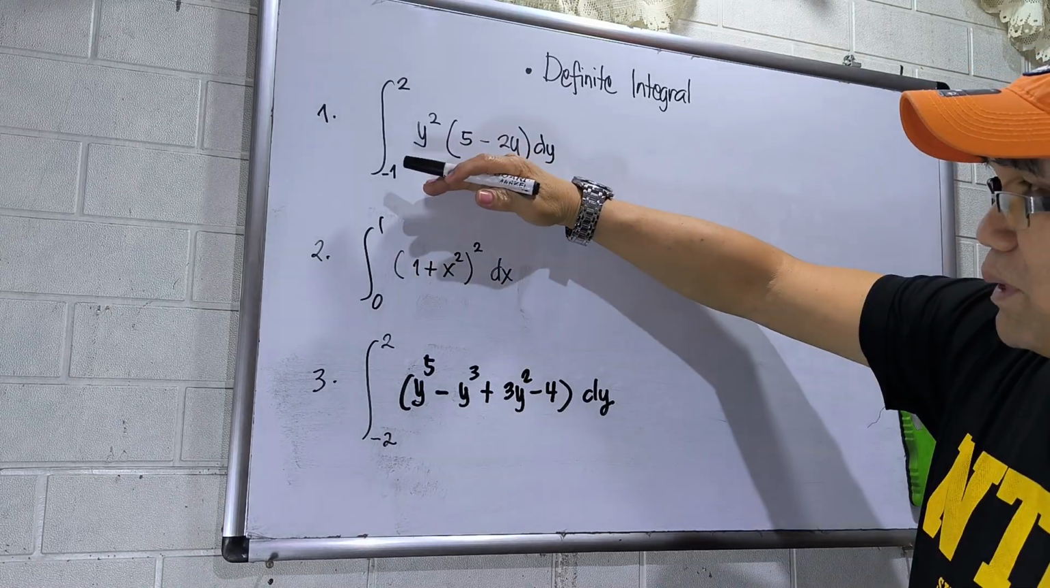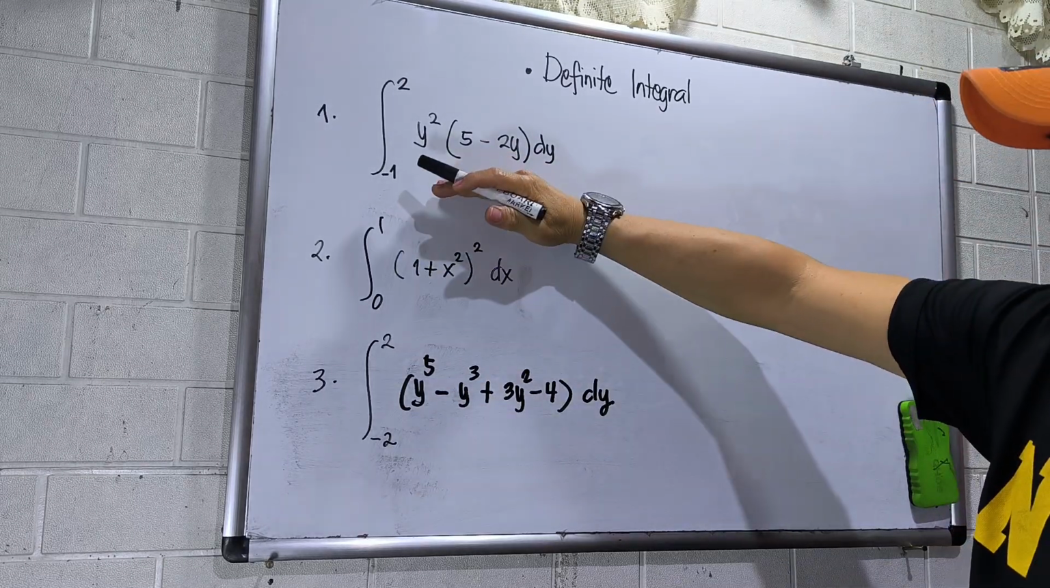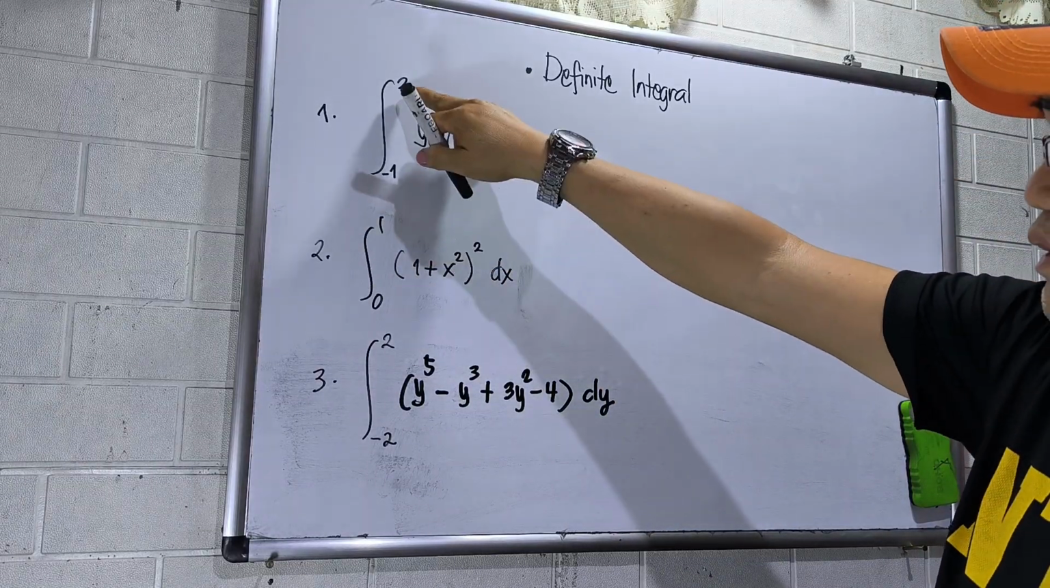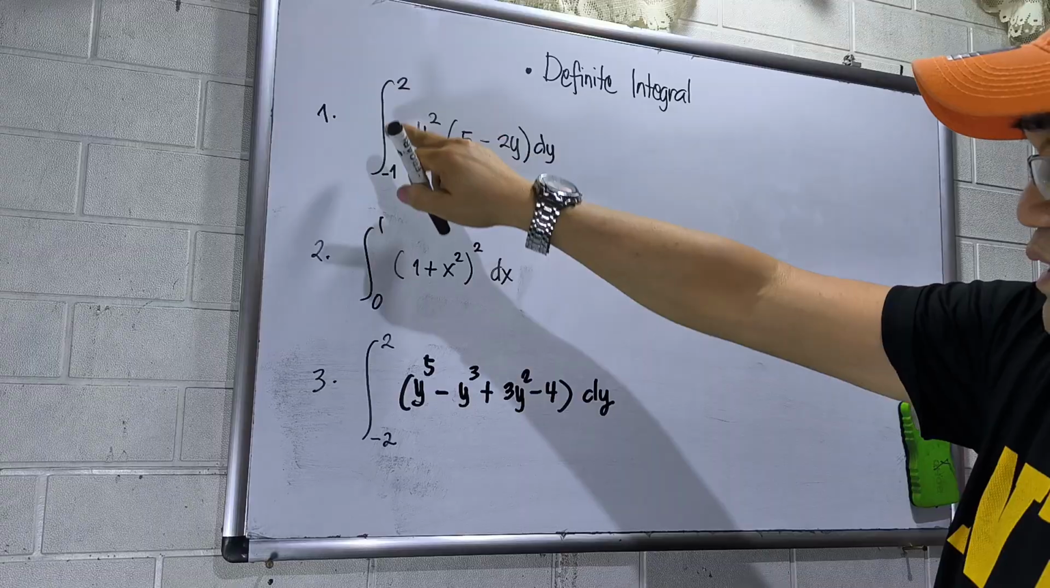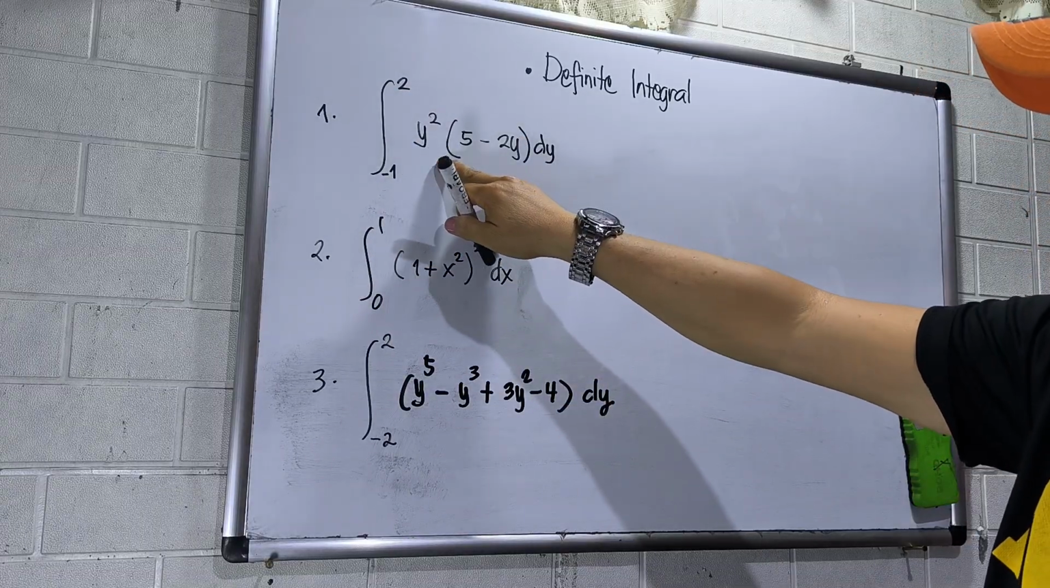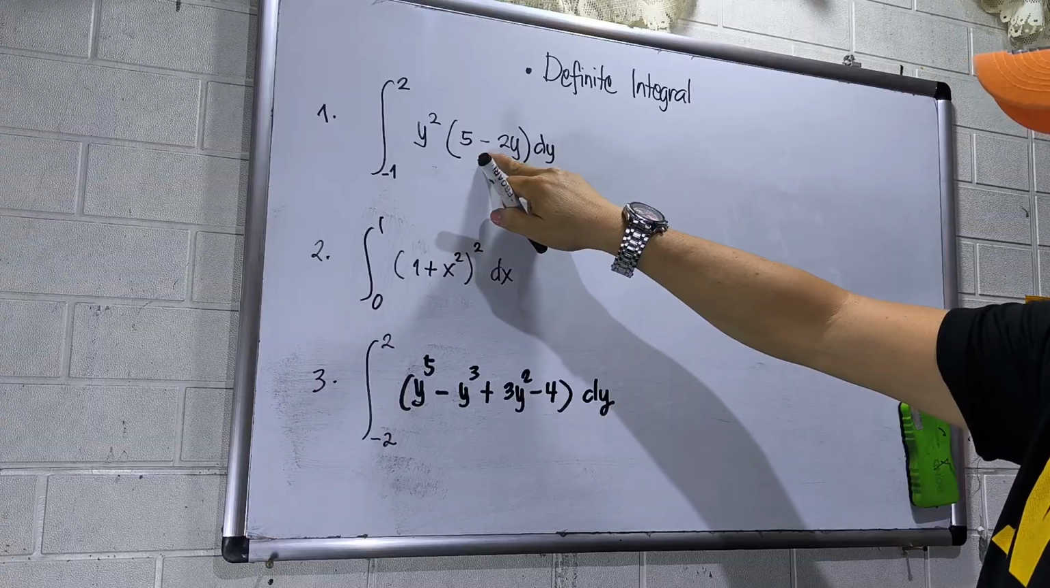So, I have number 1, number 2, and number 3. I will solve number 1 first. Number 1 is the integral from negative 1 to 2. As I said, this is the lower limit and this is the upper limit. Then the function is y squared times (5 minus 2y) dy.